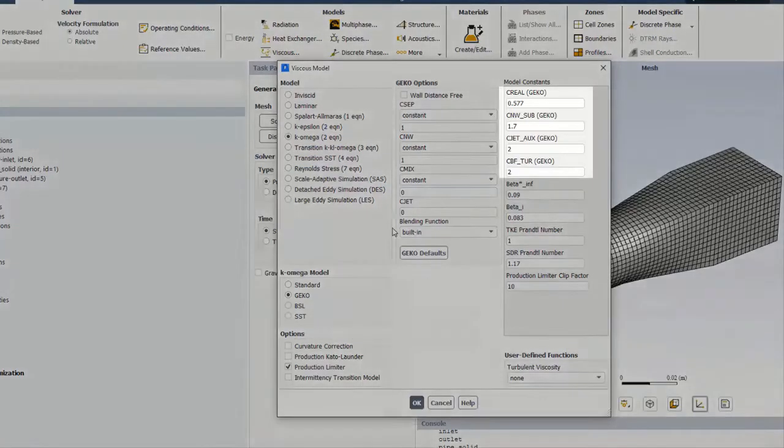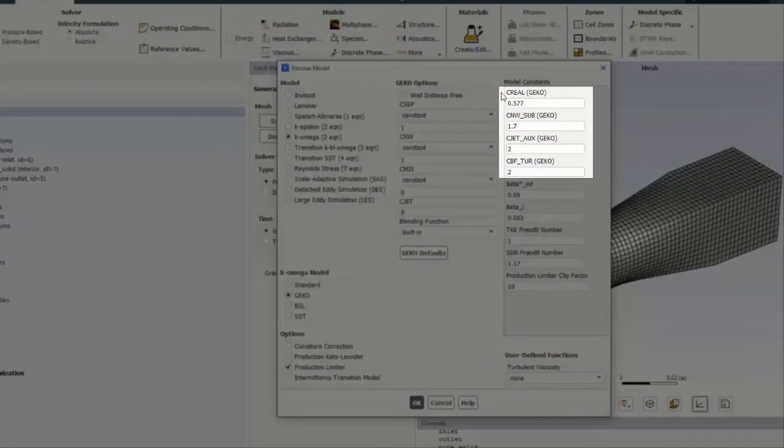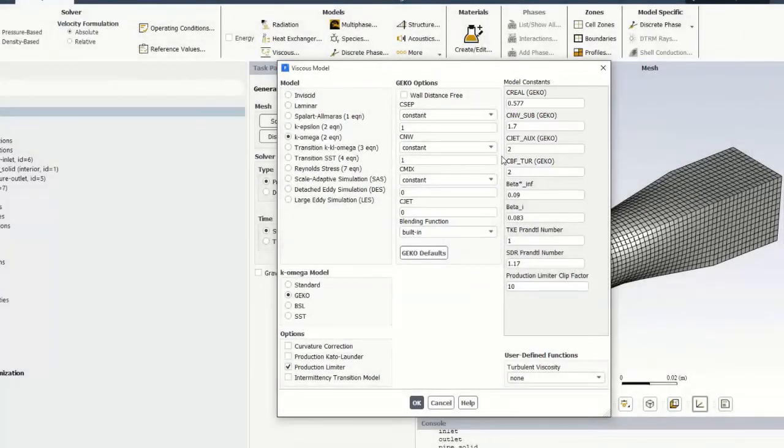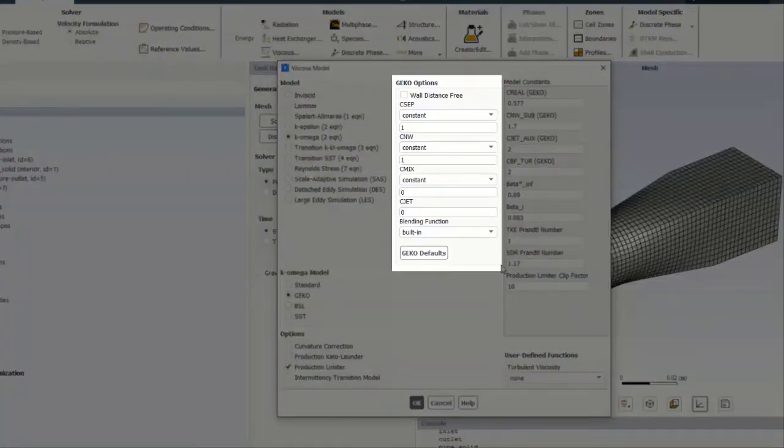There are additional parameters that allow further fine-tuning of the model behavior. See the Ansys documentation for more information regarding these. There are also the model constants, which, as discussed earlier, generally should not be changed. In the majority of cases, only tuning the parameters under GEKO options will suffice. This concludes part one of this introduction to the GEKO model. In part two, I'll discuss best practices for tuning the GEKO model free parameters.